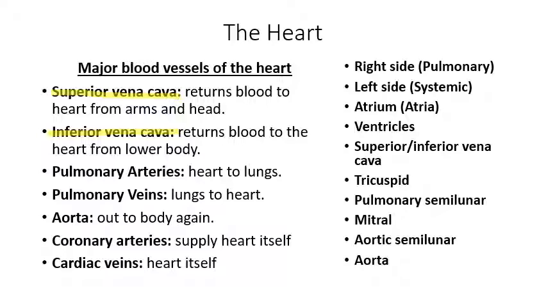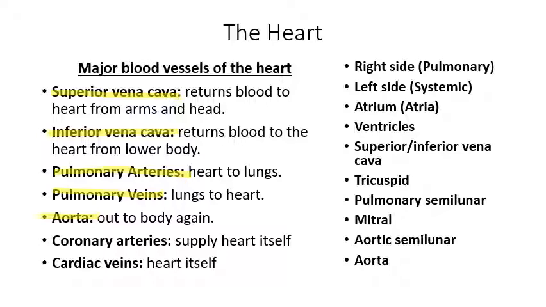All right, then we have the pulmonary arteries. We have a left and a right pulmonary artery that transport the blood from the right side of the heart to the left and right lung. And then we have the pulmonary veins, which deliver oxygen-enriched blood from the lungs back to the heart, specifically to the left side of the heart. And then we have the aorta that delivers blood to the body, and the aorta comes out of the left side of the heart.